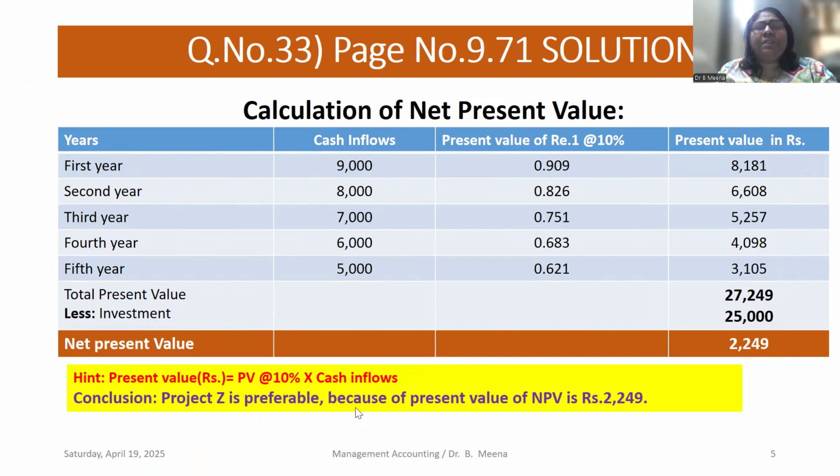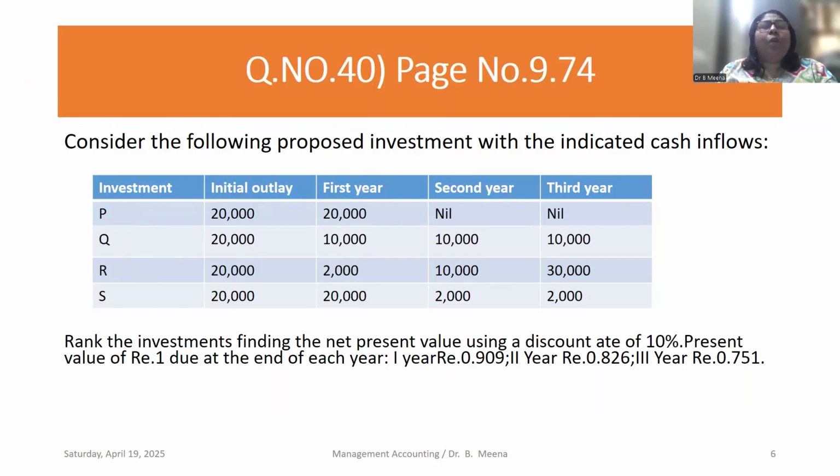The project is preferable because of the NPV of rupees 2,249, which I'm getting in a positive way, that is, the total present value is more than my investment. So this is the way you can understand how to calculate the net present value. Let me check one more problem.